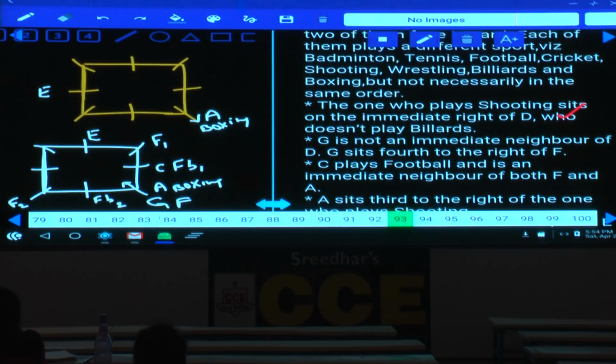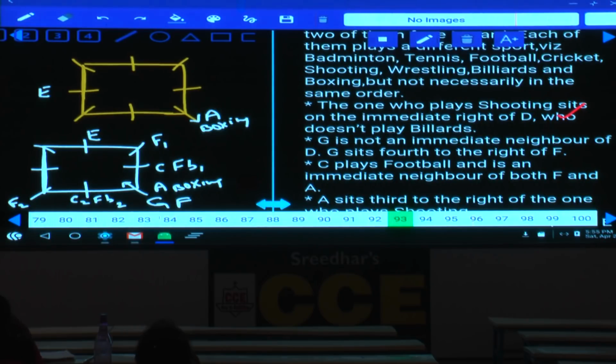Are you following this one or not? Because the person C is in between, this will be C2. C is in between football and F. C faces outside, that is also clearly given, isn't it? C plays football and is an immediate neighbor of both F and A. Now in this case also, C can be here or here, two different possibilities. A sits out to the right of the one who plays shooting.